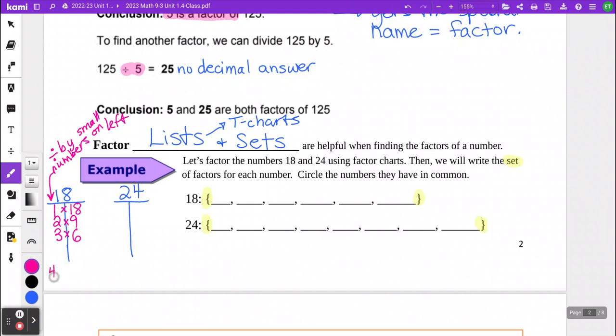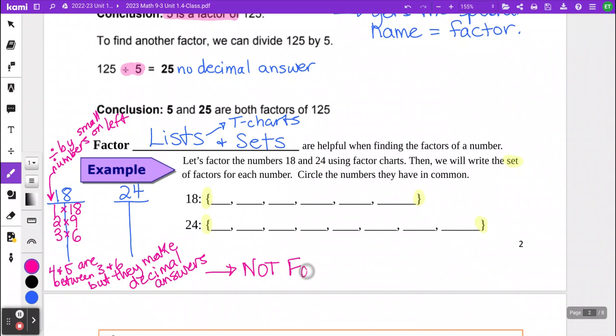So now I have to try the numbers 4 and 5. So 4 and 5 are between 3 and 6. So we're going to try and divide by 4 and 5, but they don't work. Okay, they make decimal answers. And if they make decimal answers, they are not factors. So they don't go in our factor T-chart. Only the ones that are factors go in our factor T-chart.